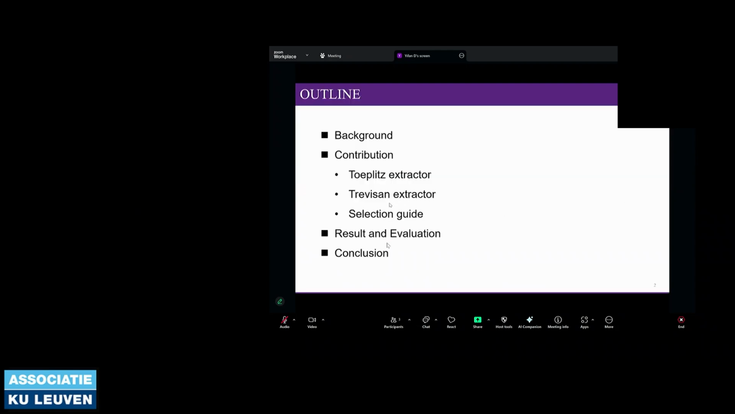This is the outline, which is divided into 4 parts. First, I need to introduce the background of our research.